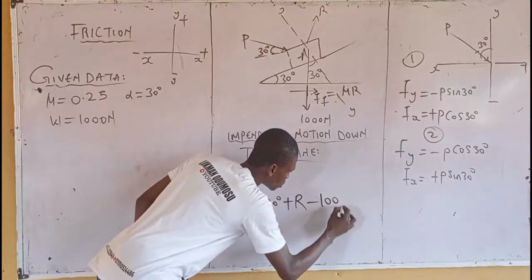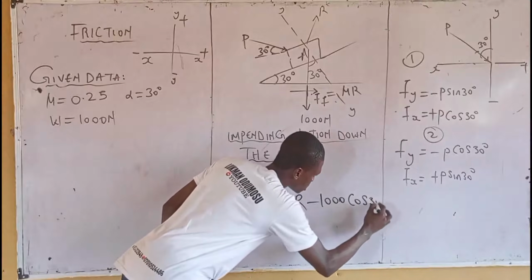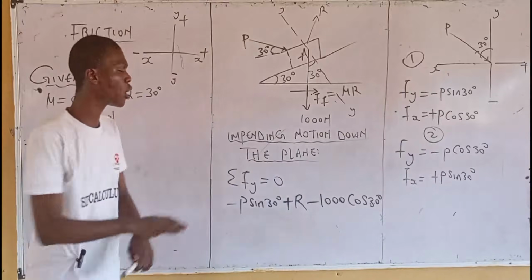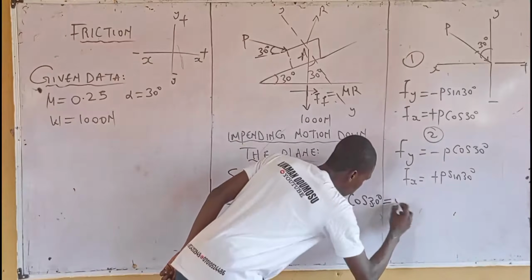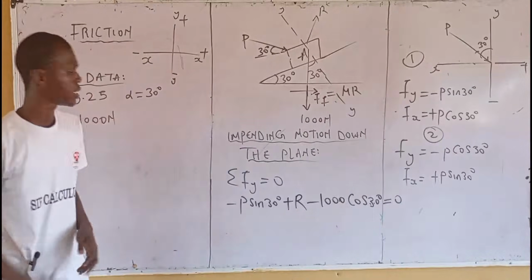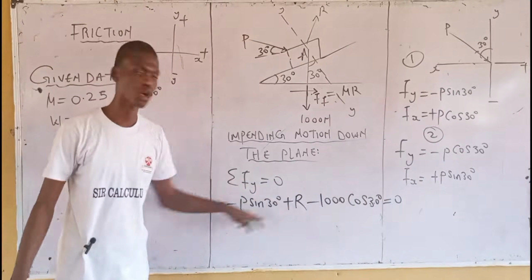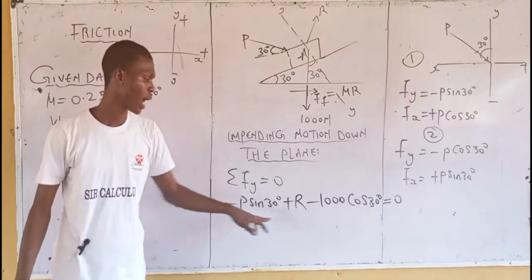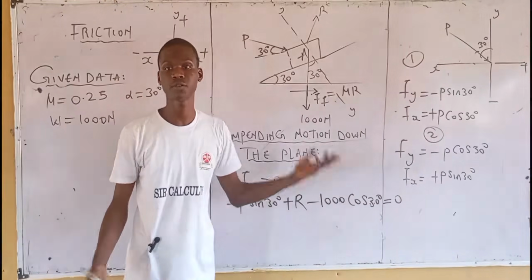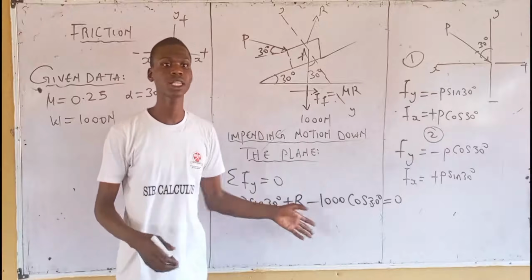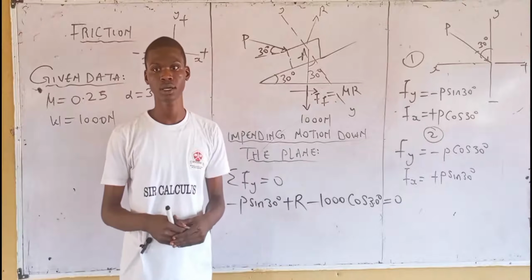Minus 1000 cos 30 degree. Then are we done with all the vertical forces? If yes, equate to 0. Then that's it. From here you observe that you have 2 unknowns. So make either p the subject of the formula or r the subject of the formula. It is your choice. Now let's make r the subject of the formula.